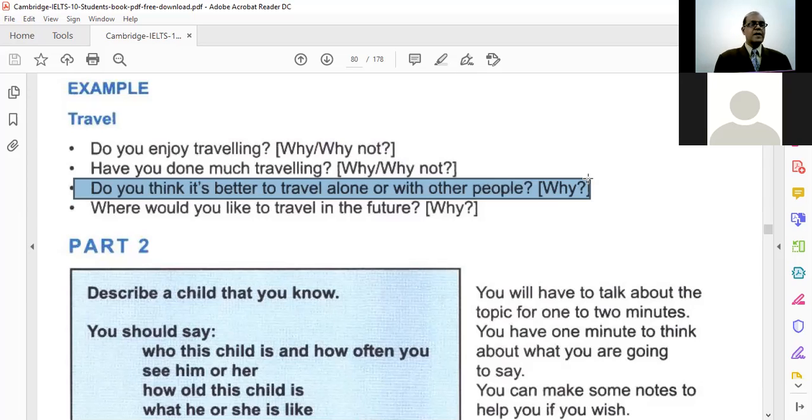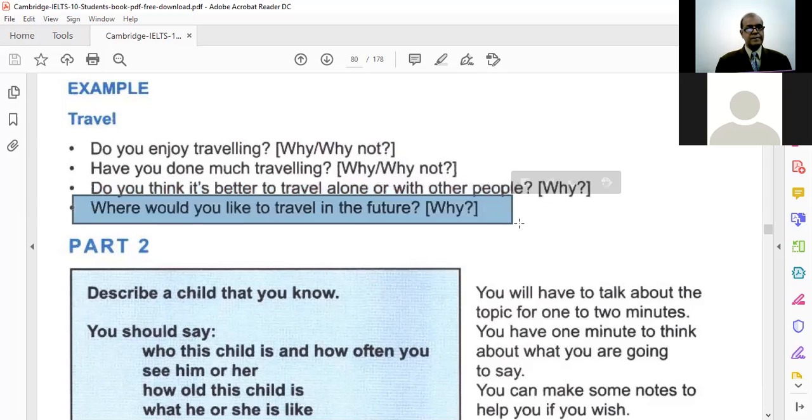Good, very good. Now, where would you like to travel in the future? In the future, I would like to travel to Canada because I heard that it is the only state in the world which is declared a welfare state. So I want to see their system. I want to see their norms and values which they are adopting, and the benefits which they are providing to their nation, to their population.